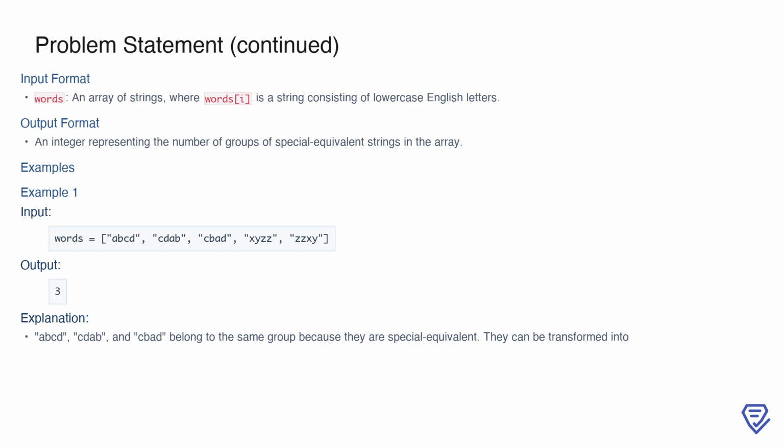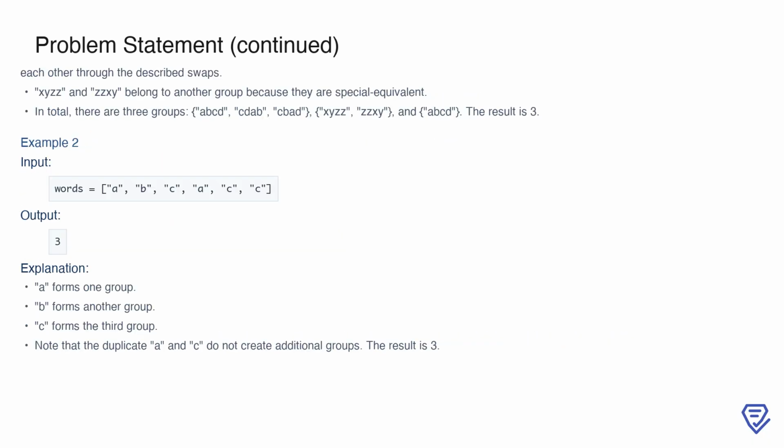Here's why: the strings ABCD, DAB, and CBAD all belong to the same group because they can be transformed into each other using the allowed swaps. Similarly, XYZZ and ZZXY form another group because they are special equivalent to each other. Finally, there's no other string in the array that matches either of these two groups, so we end up with 3 groups in total. Breaking this example down further, the first group consists of ABCD, DAB, and CBAD, as they can all be transformed into each other. The second group includes XYZZ and ZZXY, which are also special equivalent. Importantly, duplicate strings like ABCD within the same group do not count as additional groups.